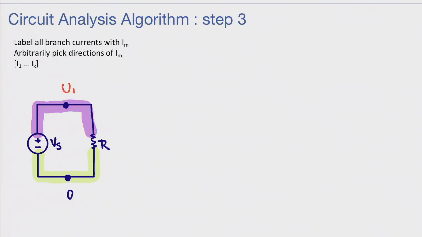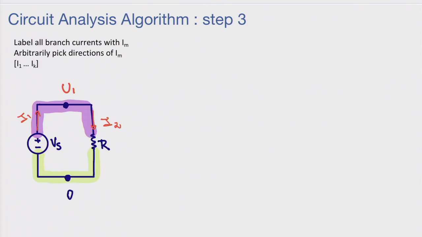Now we are going to label the current. We call them branch currents, and you're just going to label them whichever way you decide. Okay? Total freedom to label the current. So I'm going to put here one current going this way, which I'm going to say is I1. And then I'm going to put another current here going into the resistor, which I'm going to call I2.